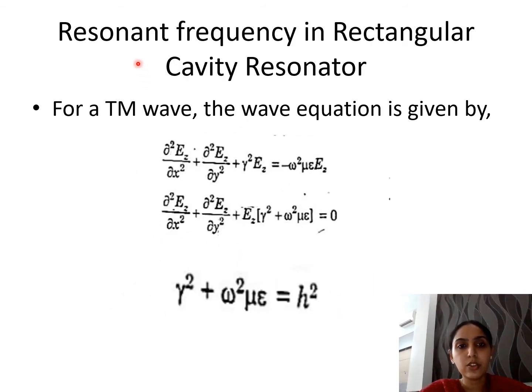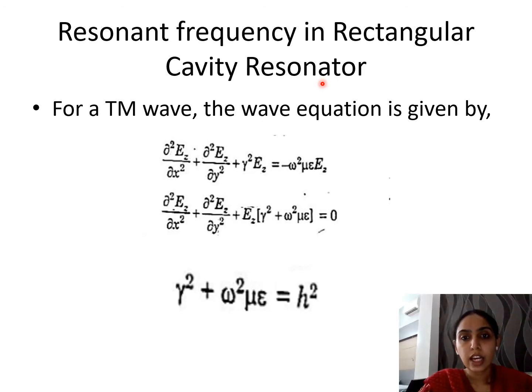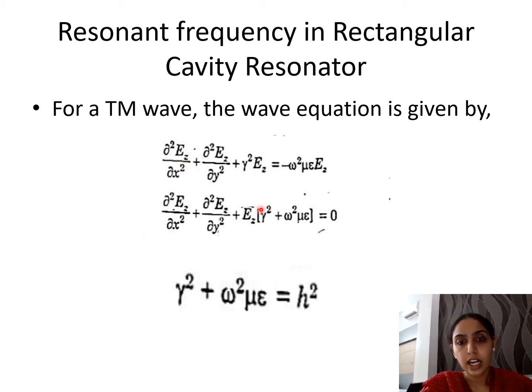In this section we are going to derive the resonant frequency in a rectangular cavity resonator. So we have to start from the basic standard wave equation. Here we are considering the direction of propagation to be in the z-axis, Ez. Gamma is the propagation constant, omega is the angular frequency, mu is the permeability, that is the resistance to the formation of a magnetic field, epsilon is the dielectric constant.